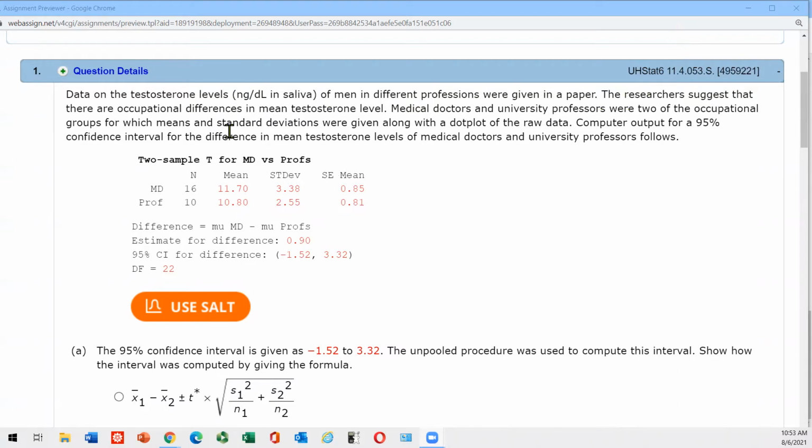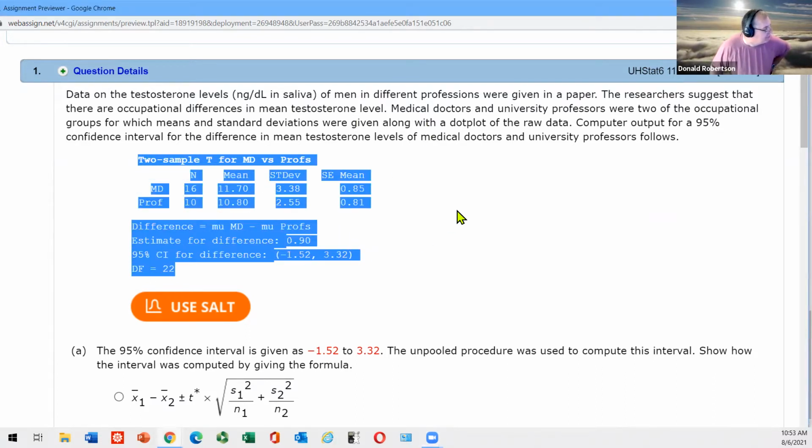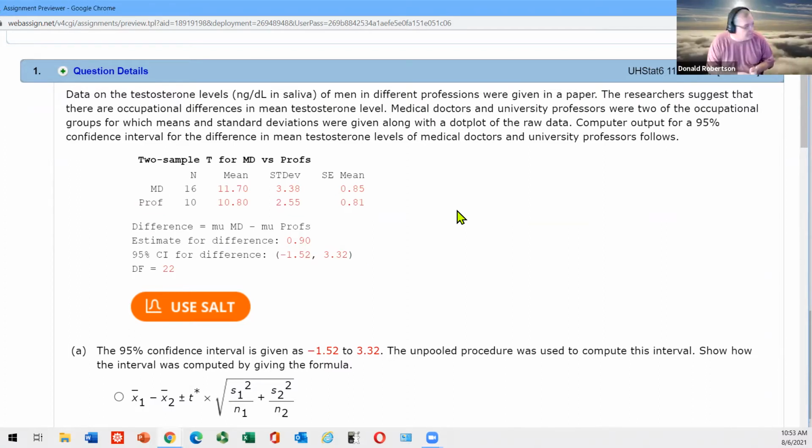So the researchers suggest that there are occupational differences in this level. Medical doctors and university professors were two of the occupation groups for which the mean and standard deviation were given, and they did a dot plot and some other stuff. So they were kind of interested in what the levels would look like. Computer output for a 95% confidence interval. This isn't Salt, but there is lots of software out there that does the same thing. So if we look at this data, we can pretty much tell what we need to know.